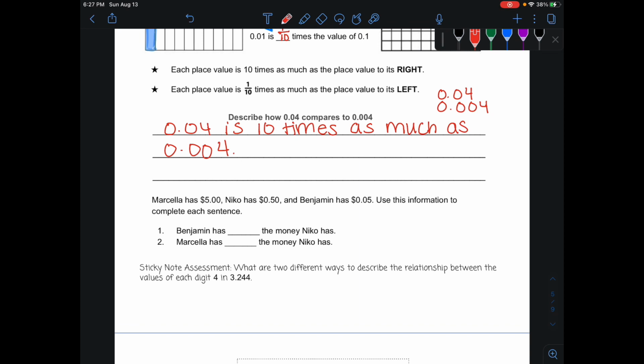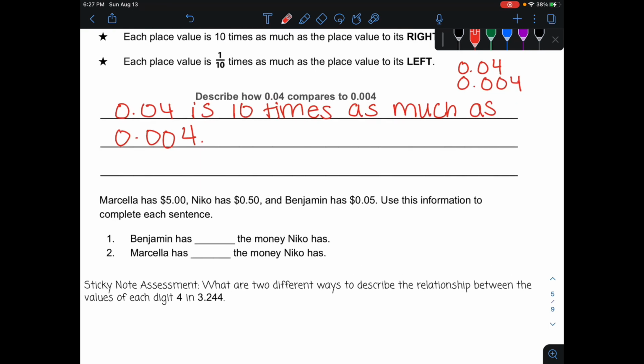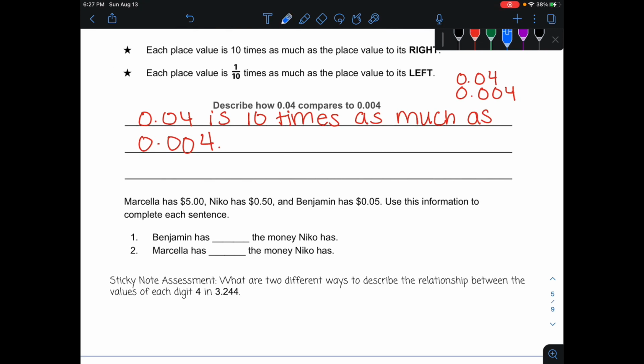Marcella has $5, Nico has 50 cents, and Benjamin has 5 cents. Use this information to complete each sentence. Number 1, Benjamin has blank the money Nico has. So I'm going to go ahead and write this out. So I'm going to write M for Marcella, N for Nico, and then B for Benjamin. Okay.